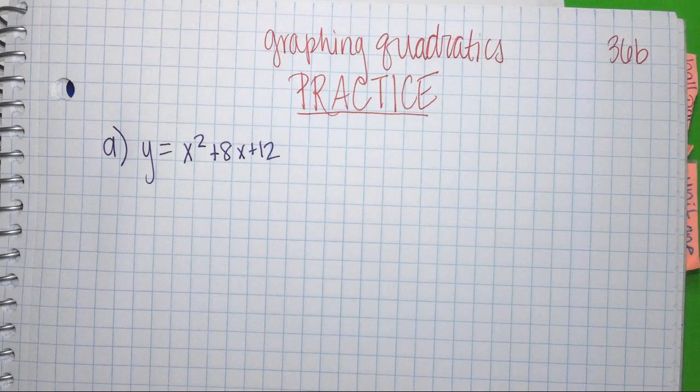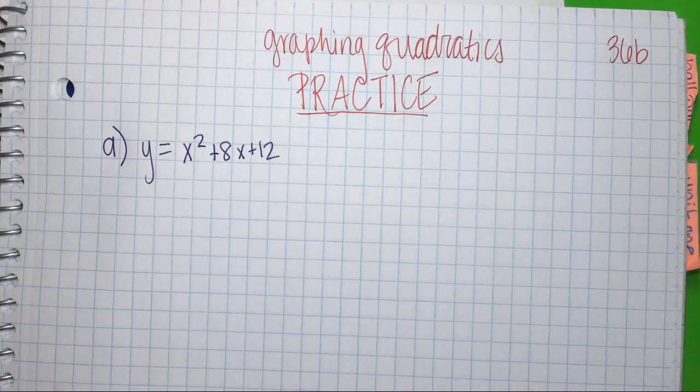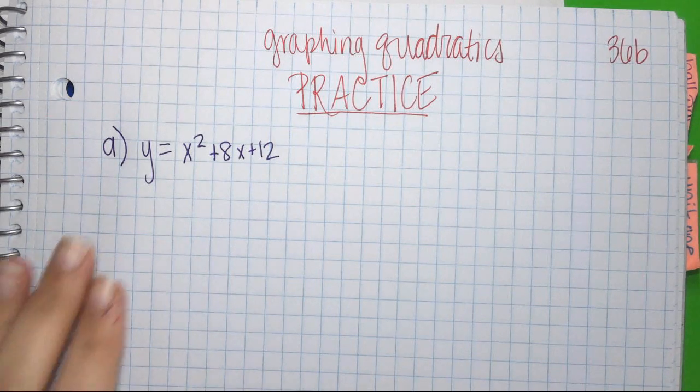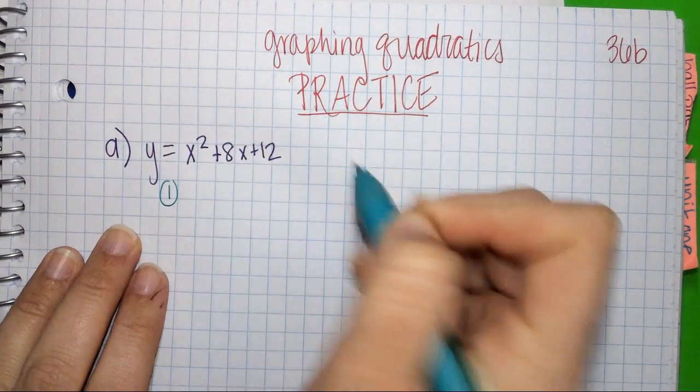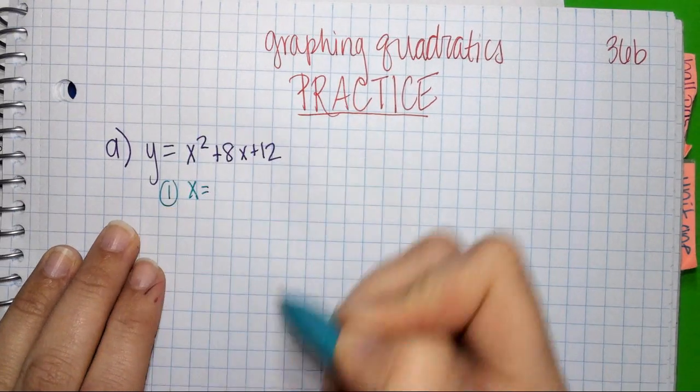Okay, so normally we would create a table, but now we've learned shortcuts so we don't have to create a table. And what was the first thing that it told us to do on our flappies? Sarah? Axis of symmetry. Take a point. So step 1 is axis of symmetry. And what is the formula for axis of symmetry?